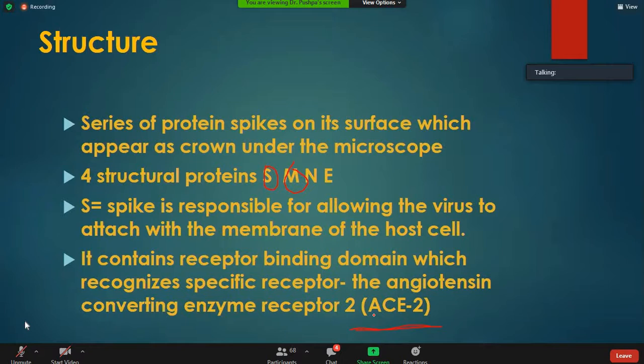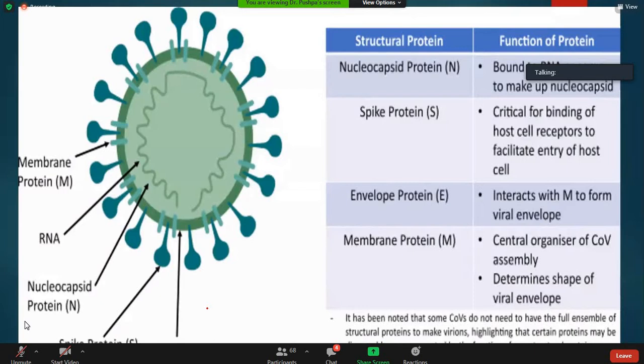So to explain it more, you can see the spike protein or S protein, and then E or envelope protein. Here these small blue rods which you can see are membrane proteins, and inside it is RNA. The membrane protein is a central organizer of coronavirus assembly and determines the shape of the viral envelope. E protein interacts with M to form the viral envelope. And spike protein is critical for binding the host cell to facilitate entry.